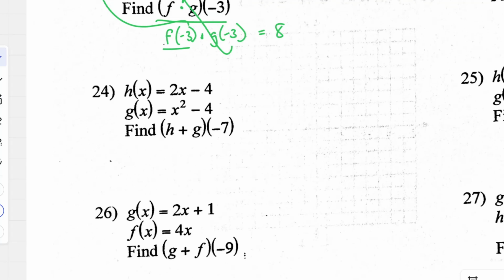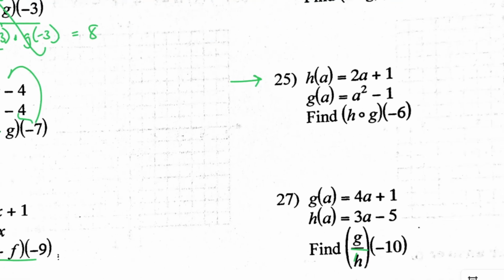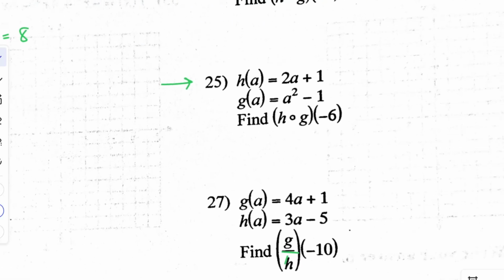Okay, so this one, same thing. I'm plugging in -7 into both. In this case, I'm just adding both results. So same and divide, but 25 is different. It's not times, it's an open dot, it's of. So it's the same as h of g of -6.